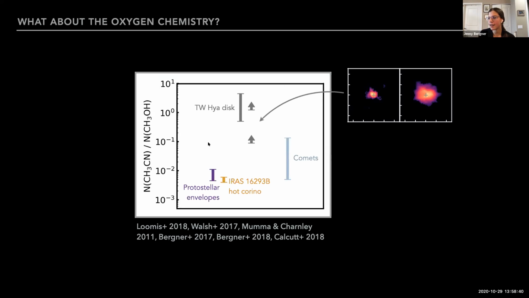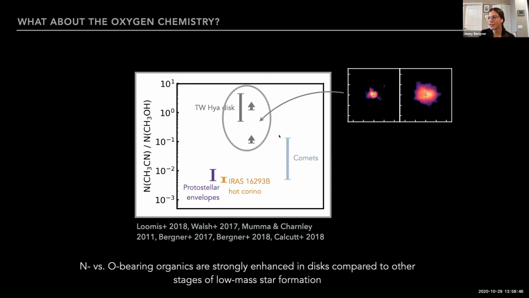Now, when we look at the other stages along the low mass star formation sequence, we see that something really strange is going on in the disk stage. So compared to the preceding stages, we're boosting the nitrogen organic chemistry by something like 2 orders of magnitude. And so again, the volatile chemistry seems to be quite distinct in the disk phase compared to these previous stages of low mass star formation.